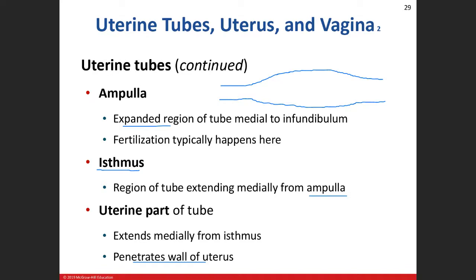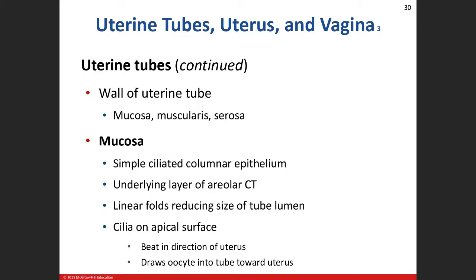So if you think about it, during intercourse, the sperm has to travel up through the vagina, into the uterus, and then into the fallopian tube. So they have a distance to travel too, okay? So this is going to be the area where normally you'll see fertilization occur.